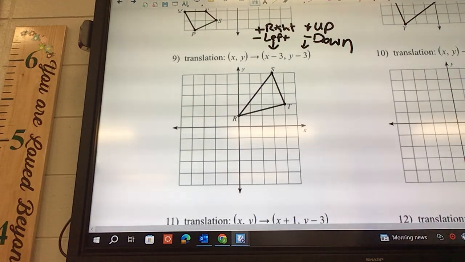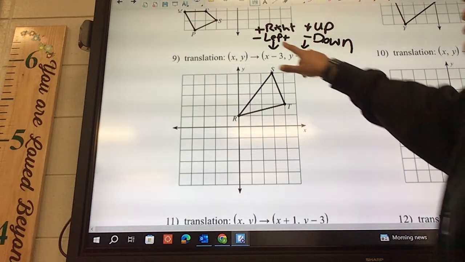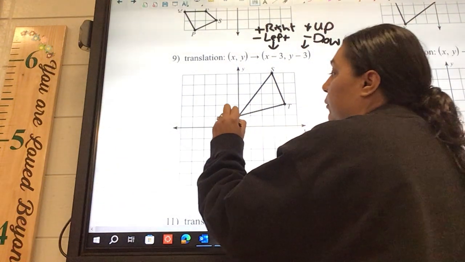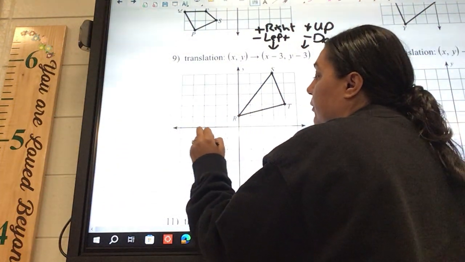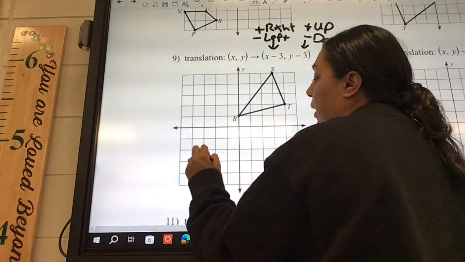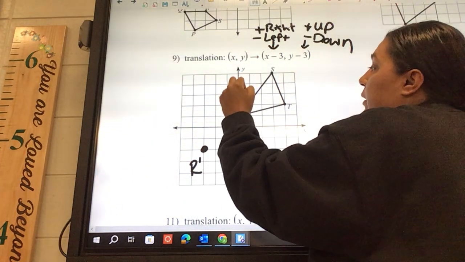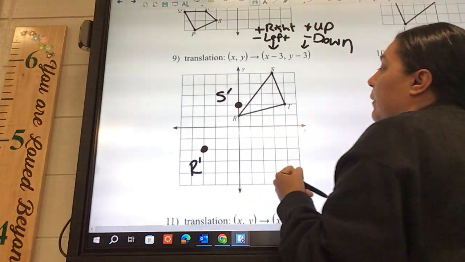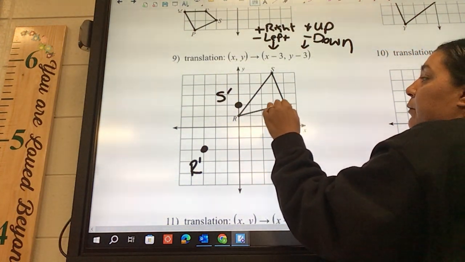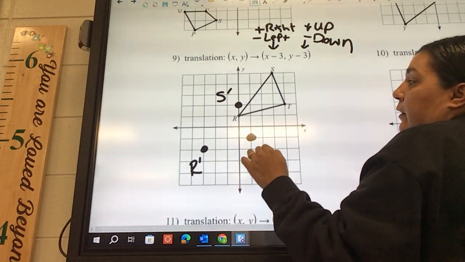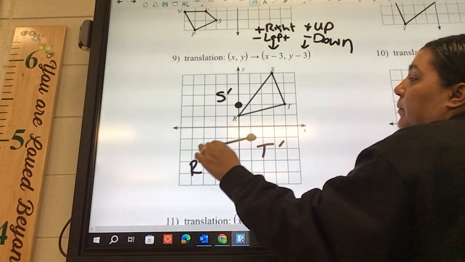Okay, so this says -3, -3. So we're gonna go left 3 and down 3 for every point. So left 3, 1, 2, 3, down 3, 1, 2, 3. So it's gonna be my new R prime. Left 3, down 3, so it's gonna be my S prime. T is gonna be left 3, down 3. This is gonna be my T prime.